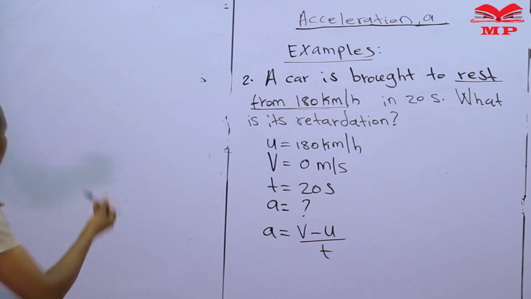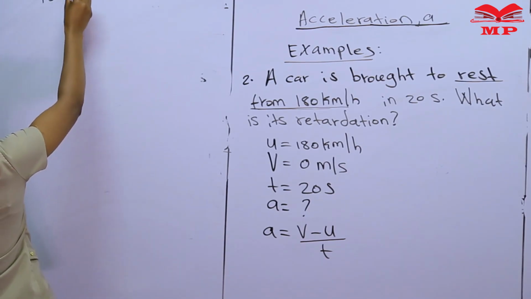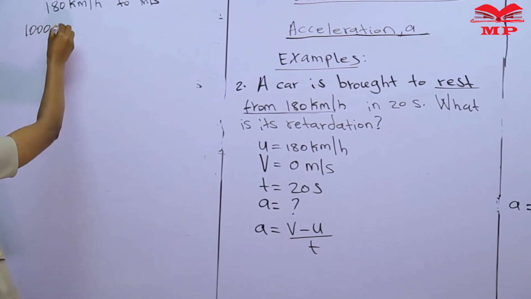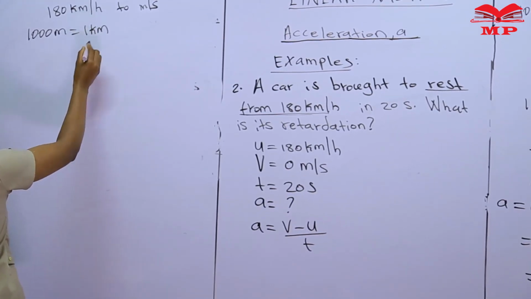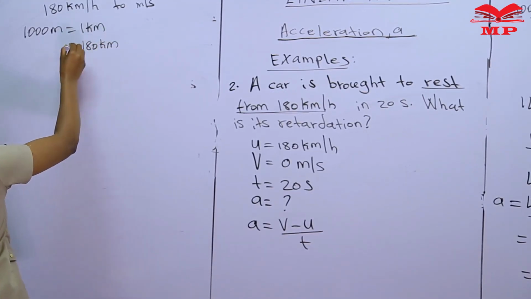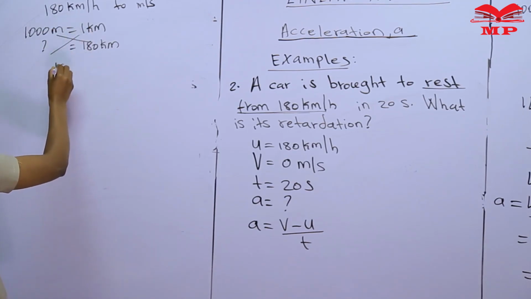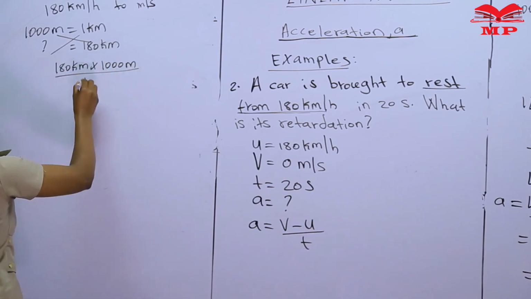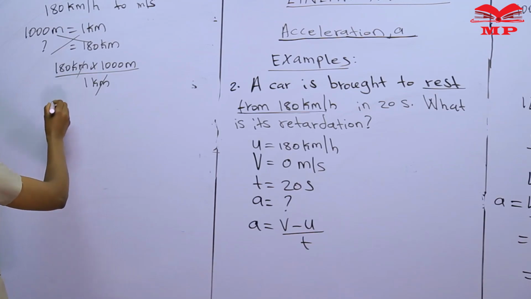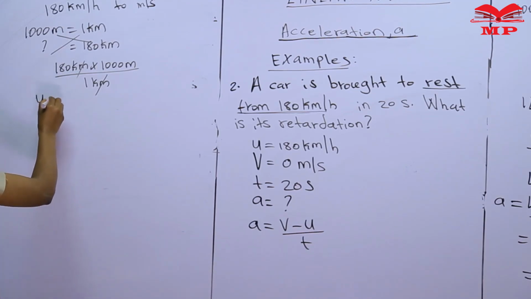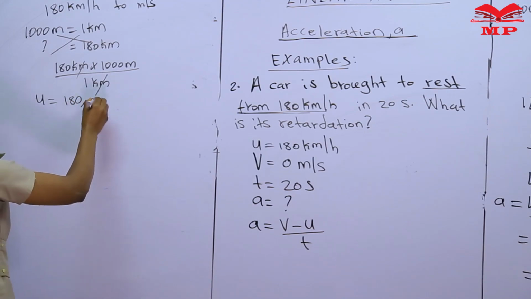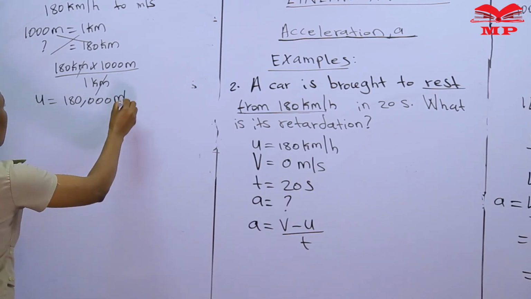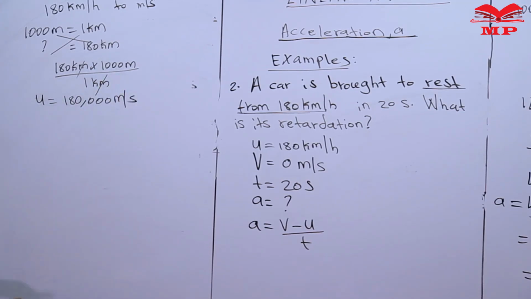So we have the 180 kilometers per hour to meters per second. We know that 1,000 meters is an equivalent of 1 kilometer. So what about 180 kilometers? We multiply 180 kilometers by 1,000 meters, and divide by 1 kilometer. So the kilometers will cancel, and we get that our initial velocity is 180,000 meters per hour, not meters per second.